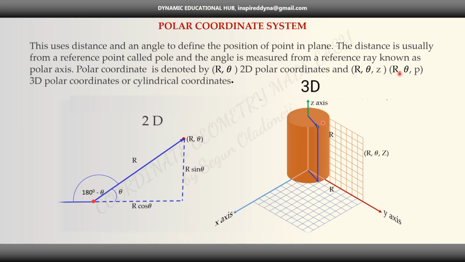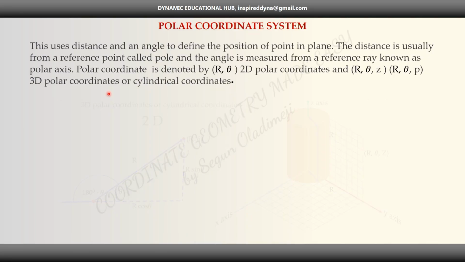Now you can also write it as (r, theta, z), and that is 3D polar coordinates. For 3D polar coordinates, it also has another name, which is cylindrical coordinate. So you either call it 3D polar coordinates or cylindrical coordinate, but most of the time it is called cylindrical coordinate. Now let's learn it properly. Now let's have the 2D form.